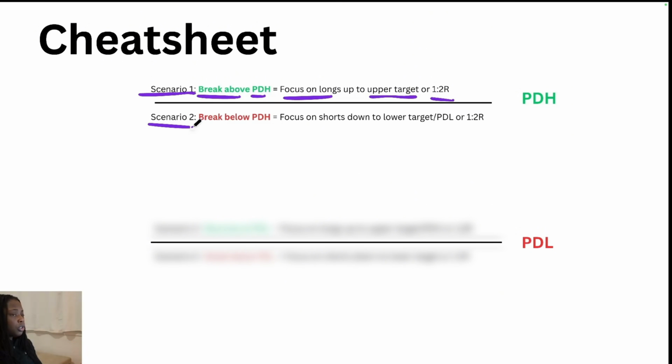For scenario 2, if price breaks below the previous day's high, you can focus on shorts, because if price again has broken below the previous day's high, it means that there was a lack of continuation in the trend. There's a chance that we could then trade lower to the next support level or previous day's low, which will be below. Or you can then target a 1:2 risk to reward.